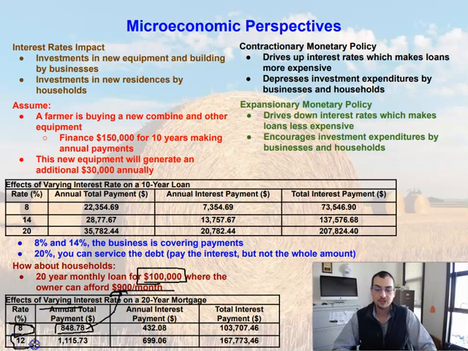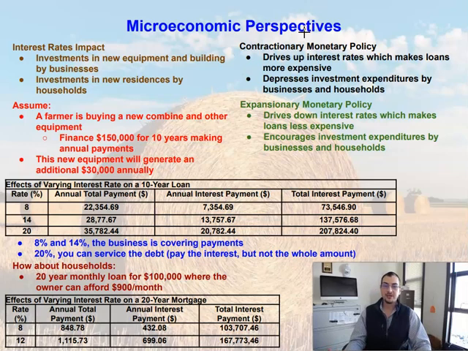But as soon as we jump up to 12%, well, now the cost of the loan is more. The monthly payment is over that $900. They can no longer afford it. They would not be able to buy a house at 12% interest. Why? Well, simply because the interest rate has gone up, and it's costing that household so much more in interest that it makes it no longer feasible for them.